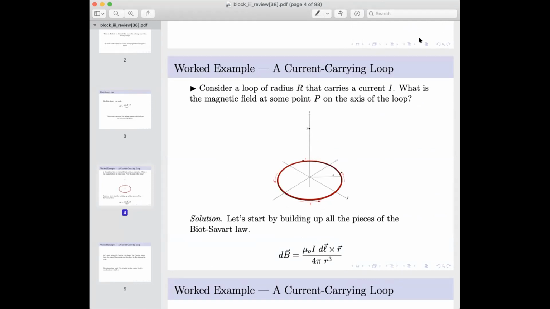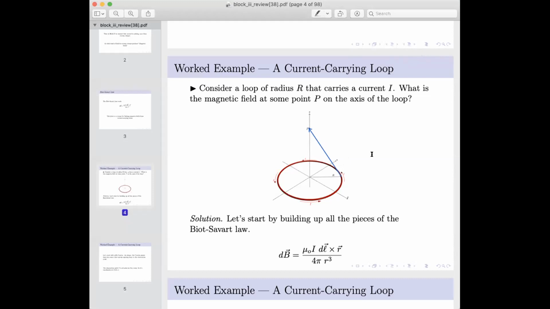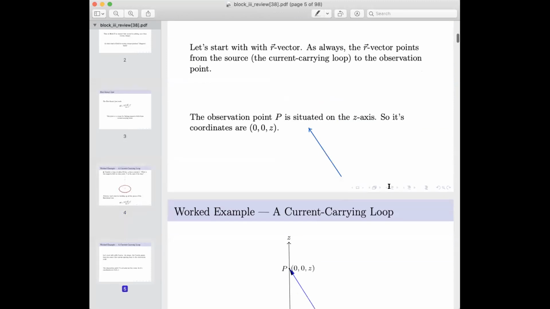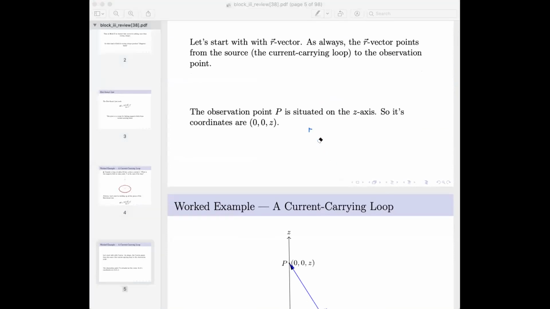So wait, can I annotate? This is going to work, right? So we want to find it from some point on our loop to, oh wait, that's not going to work. There we go. To the point at which we're observing, right? Oh, it continued to be annotated. Cool. Sometimes I don't know. I'm just as bad with technology as you are, Nick.